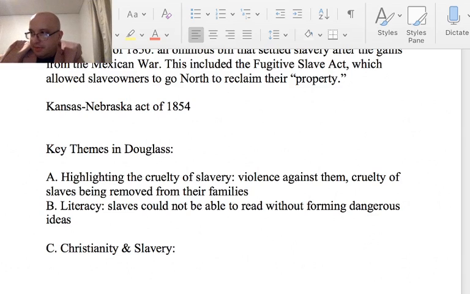Of course, Christianity was also used in the abolitionist movement to show how slavery was wrong. But Southerners tried to twist the Bible in any way that they could to justify the institution. And so he talks about that. This is the main thing that I want to touch on.